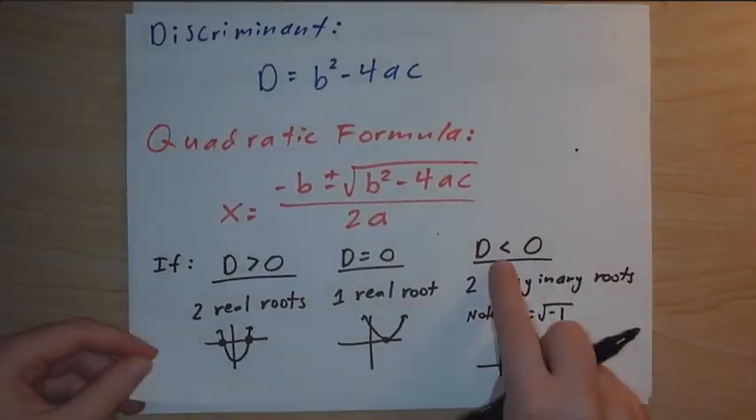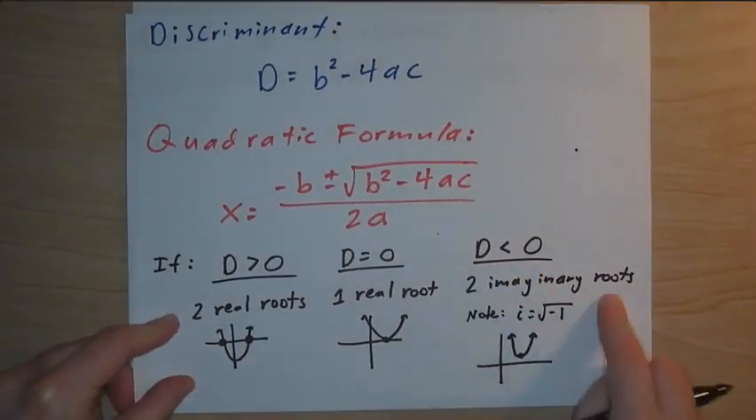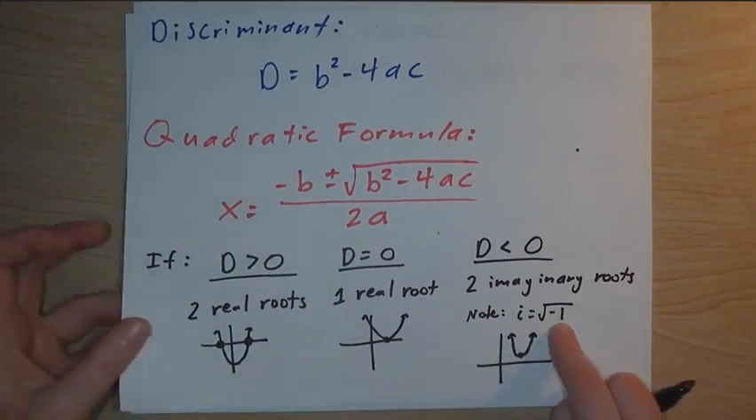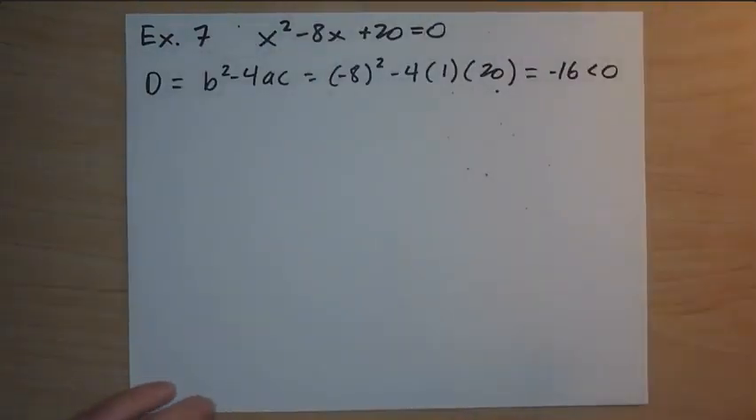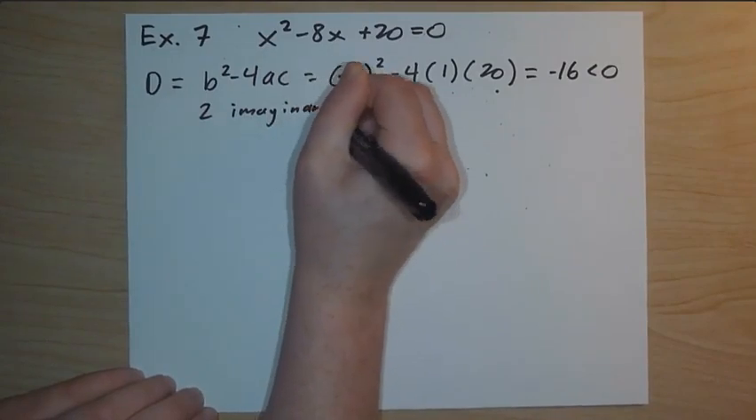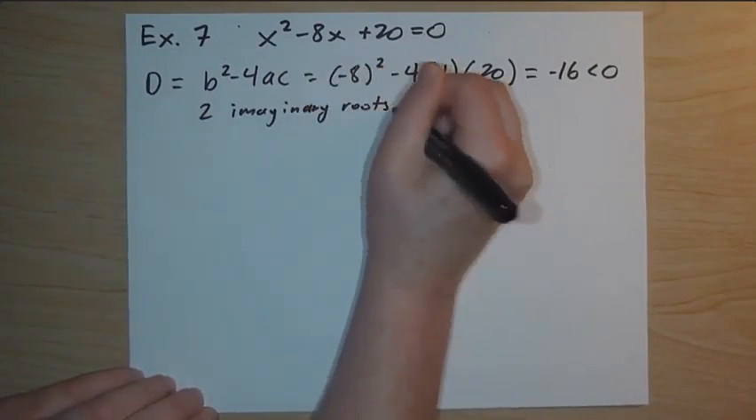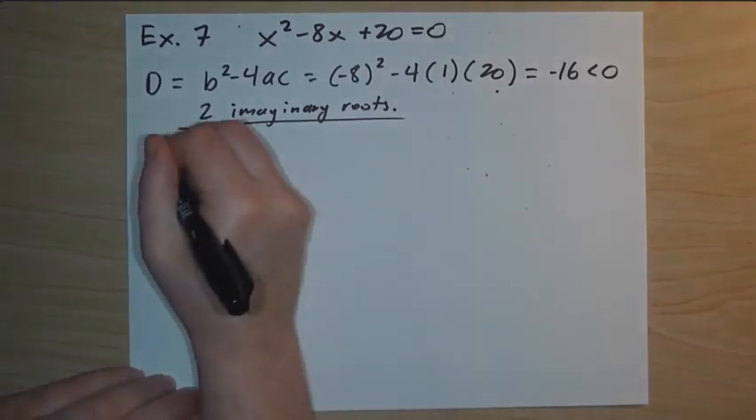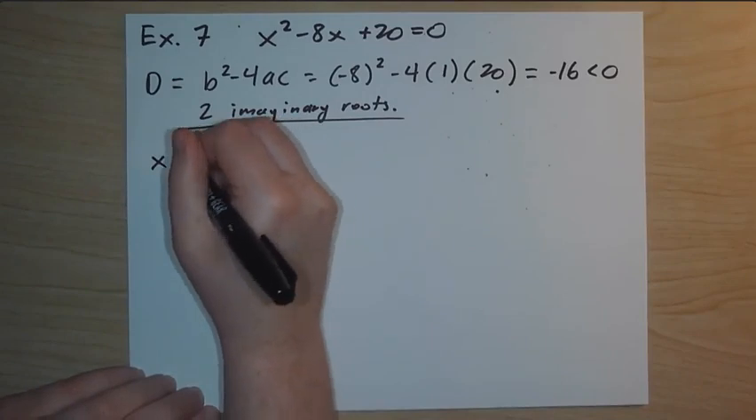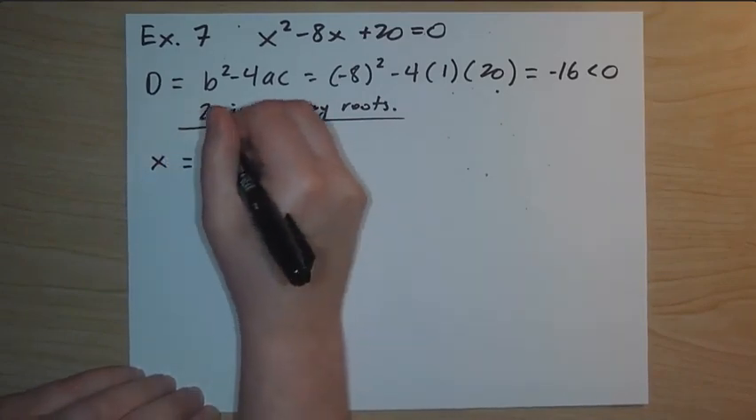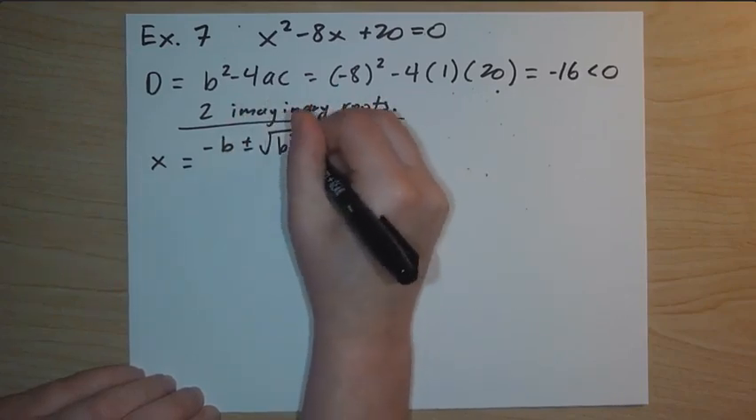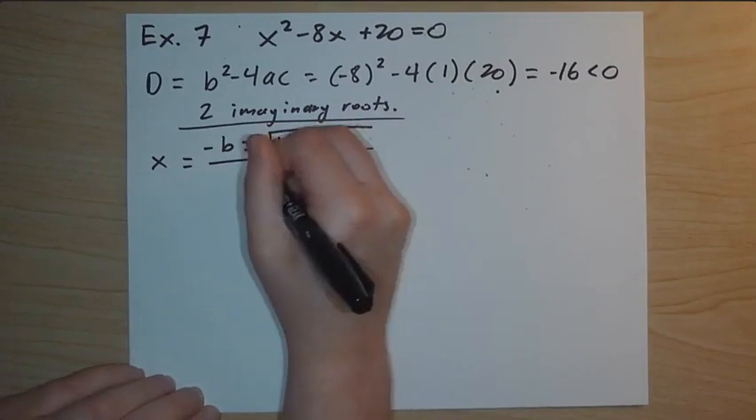So going back to our page here, if our discriminant is less than 0, we have 2 imaginary roots. So we know that we'll be dealing with i is equal to square root of -1. So we have 2 imaginary roots. So now that we know that, let's find out what our imaginary roots are. And we're going to find what our roots are the same way as we found our real roots, which is using the quadratic formula. So x equals -b plus minus the square root of b squared minus 4ac divided by 2a.